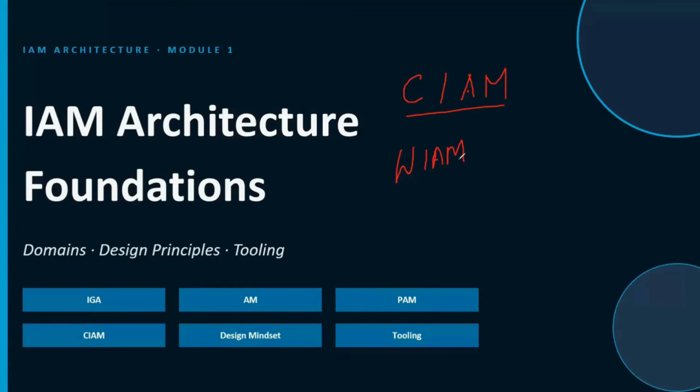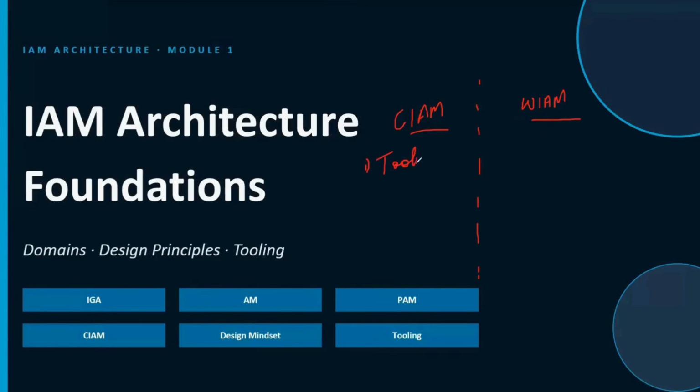Now, then comes this term of customer. Now, how does this differ between customer and workforce? First of all, tools are the primary thing. Let me just draw this. Okay, CIAM versus workforce IAM. Again, this is just setting the initial base, so that we know about the terminologies and what is going to come. Here, different tools are used. Tools are different for both. Okay. Second, use cases are different.